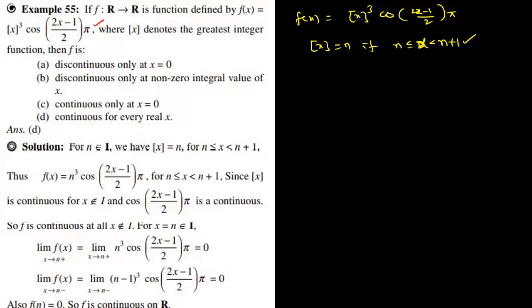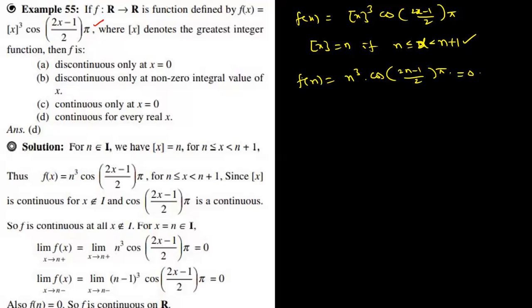Okay. First of all, find out directly what happens when we put x is equal to n, an integral value. What is the answer? n cube into what is the result? Anyone? Integral part of x means what? n cube. Cos of 2n minus 1 by 2 into pi. Okay. So what are you observing here? Anyone? Leave it. We'll discuss. What value is coming? 2n minus 1 into pi by 2 means this value is 0.